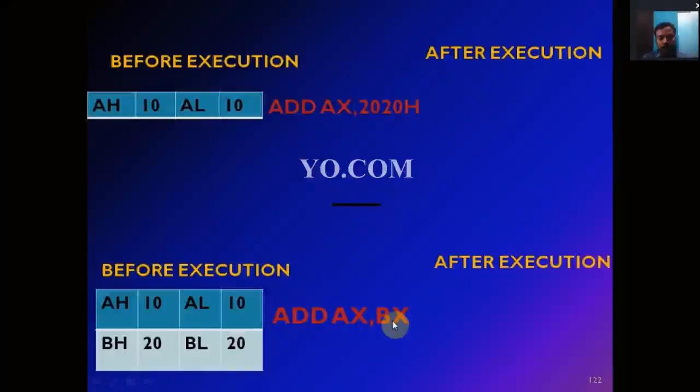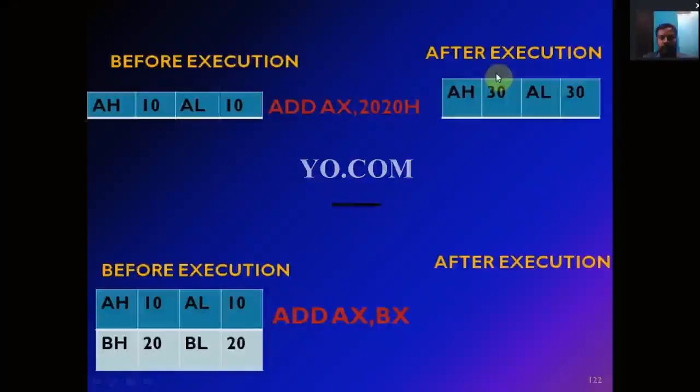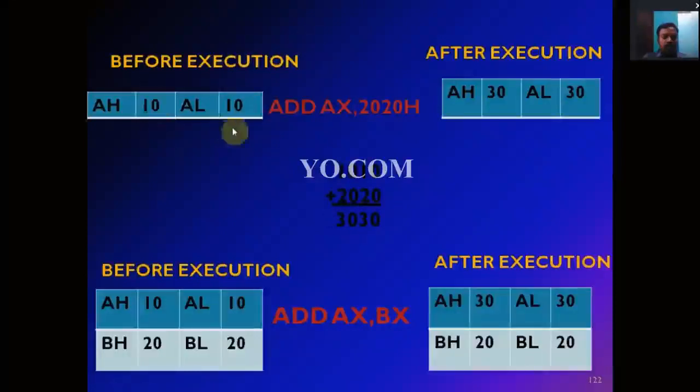Similarly, ADD AX comma BX. So AX having one data, BX having one data. This is AX data, this is BX data. After the execution, what will happen? 1010 plus 2020, this is a number, direct data, are added, and 3030 is stored in the accumulator. Similarly, initially before execution, AX is 1010, BX is 2020. Both are added, so the result is 3030, that is stored in the accumulator, the AX register, or AH AL register. Okay, this is the addition operation.